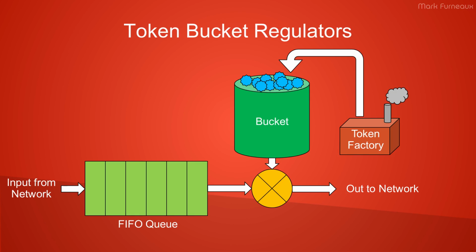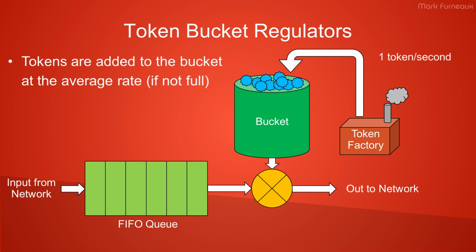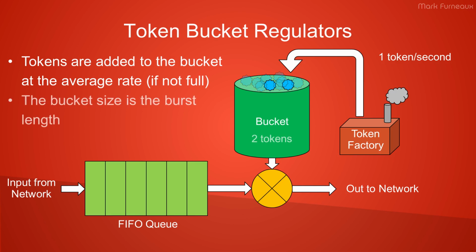So first of all, tokens are added to the bucket at the average data rate. So if, for example, we wanted our average data rate to be 1 token per second, then we would add tokens to this bucket at a rate of 1 token per second, assuming that the bucket was not full. If the bucket's full, we don't add anything. And the bucket size corresponds to the burst length. So in this trivial example, we'll say that we can only hold 2 tokens in the bucket. And so in this case, the bucket is currently full.